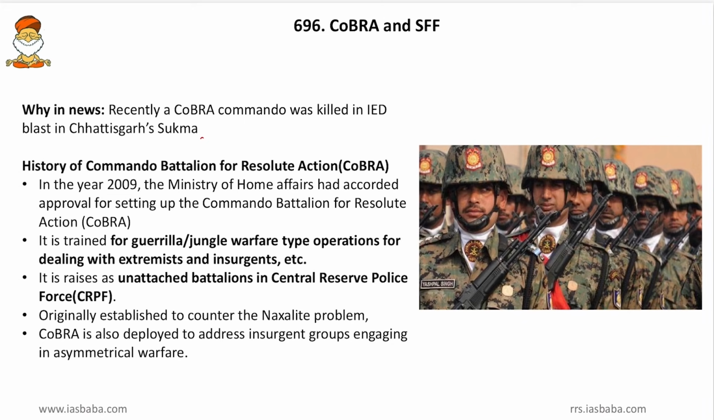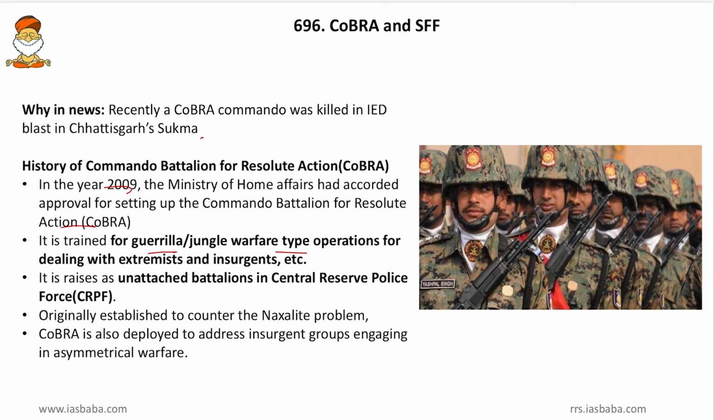Now, the history of this Cobra. In the year 2009, the Ministry of Home Affairs accorded approval for setting up of Cobra, that is the Commando Battalion for Resolute Action. It is trained for guerrilla or jungle warfare type operations for dealing with extremists and insurgents. Yes friends, for dealing with Naxalites and insurgents, it is necessary to have guerrilla warfare abilities, and Cobra is specifically trained for those purposes.